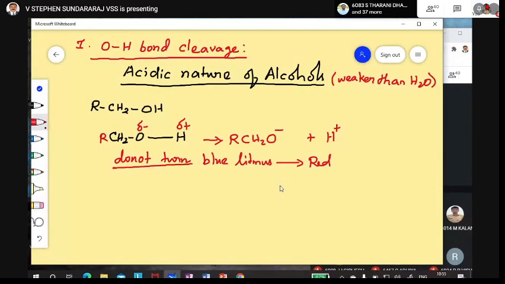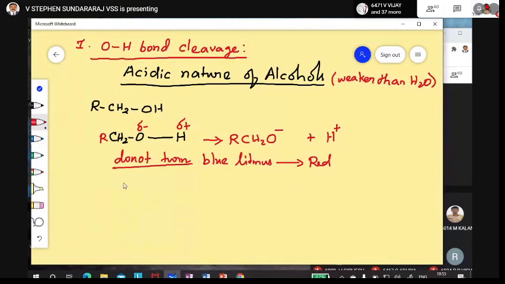That is why that color will change. But even though alcohols are very weak in nature, they cannot turn blue litmus into red. Therefore, definitely they will not react with weak bases like sodium carbonate or bicarbonate. They will not produce brisk effervescence by liberating carbon dioxide. Blue litmus itself is not changed, so I don't touch the rest.